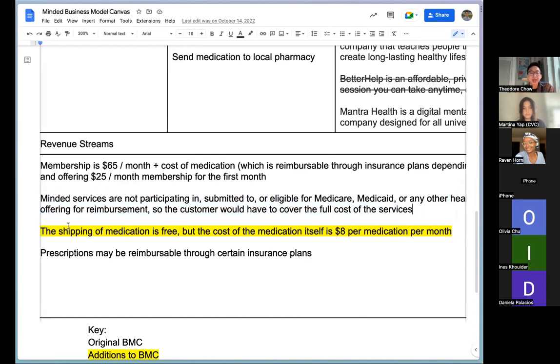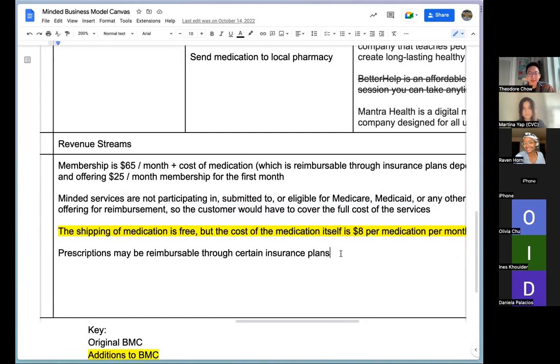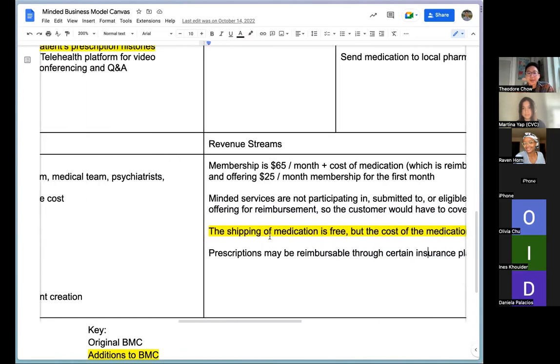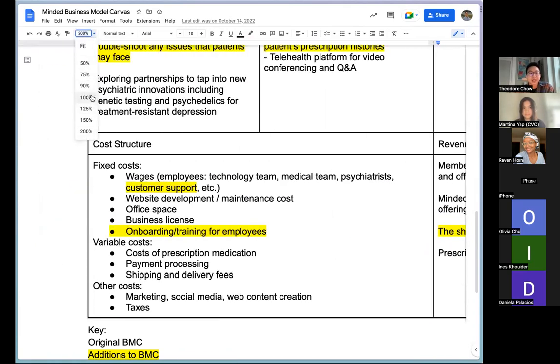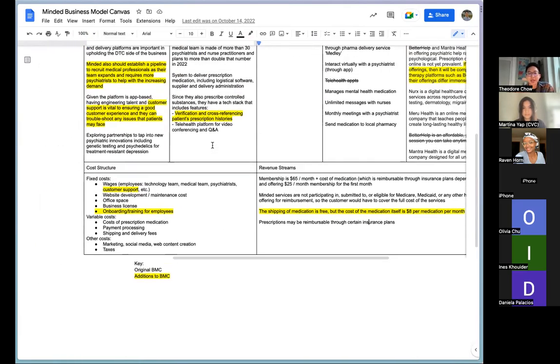But on the other hand, shipping is free, which is pretty good. But the cost of medication itself comes out to around $8 per medication per month. So yeah, that's basically the business plan, can be reimbursable through certain insurance plans. But if anyone has any questions about this business model canvas, happy to try to answer them.